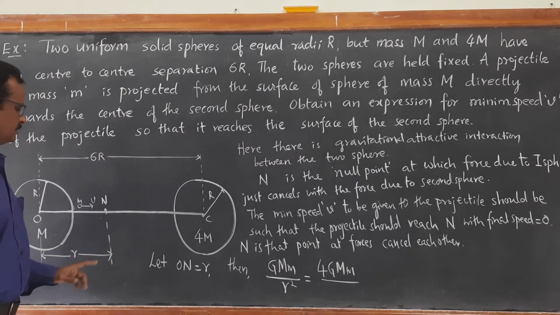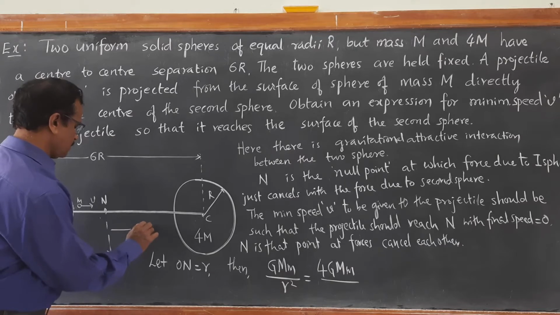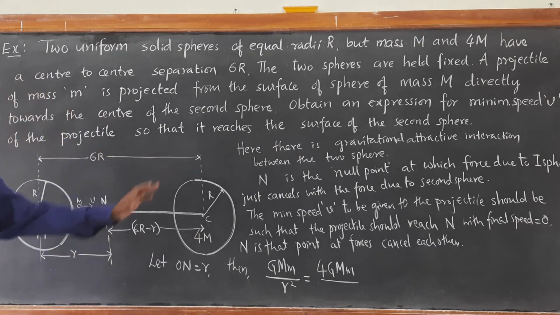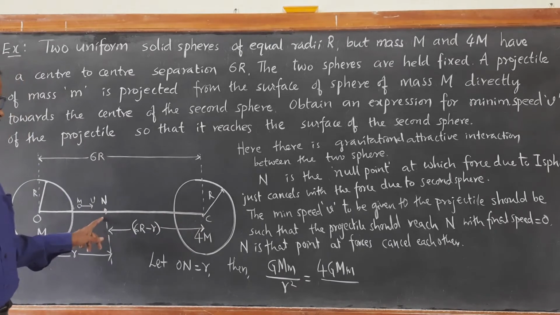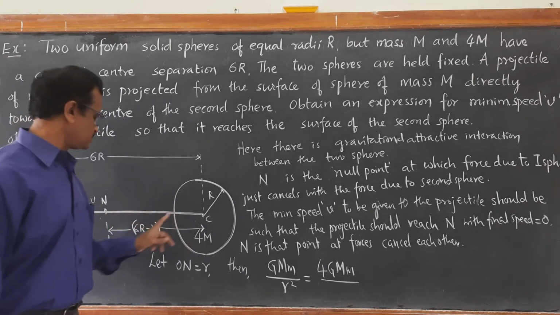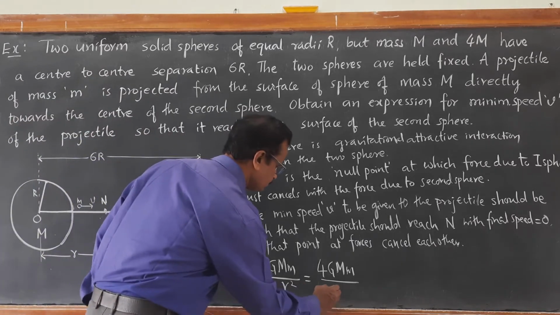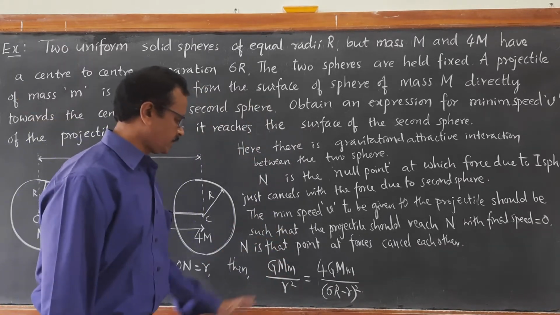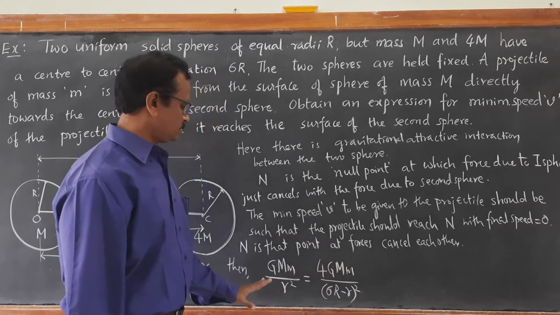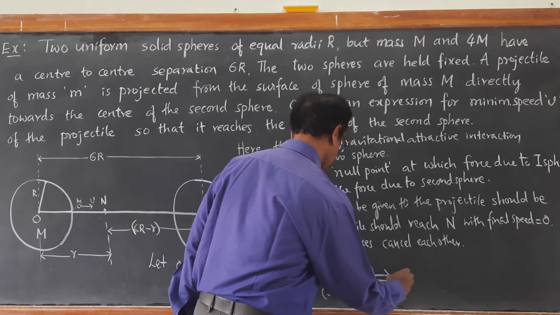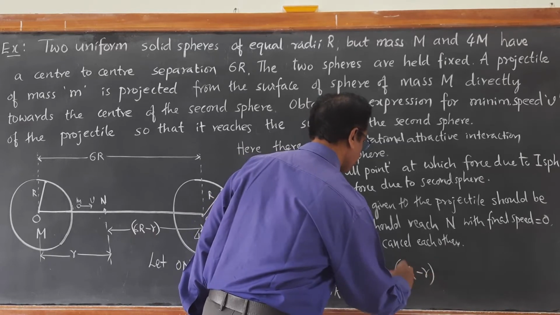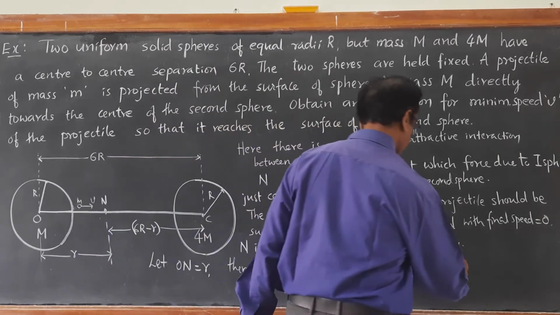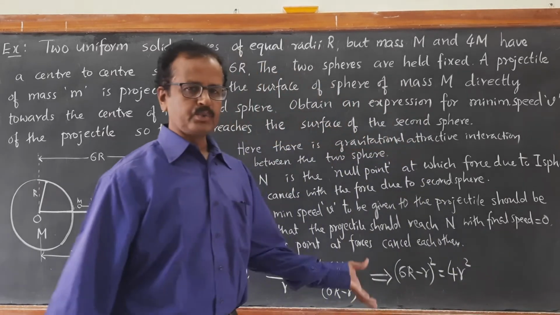If it is r from here, then definitely this distance will be 6r minus r, because the total distance is 6r. Therefore, from C, the center of the second sphere, to the null point, CN is equal to 6r minus r. So I can write (6r minus r) square, using Newton's law of gravitation. Now simplify. Gmm cancels with Gmm. On simplification, you are left with (6r minus r) square equal to r square into 4, which becomes 4r square. Taking square root on both sides.